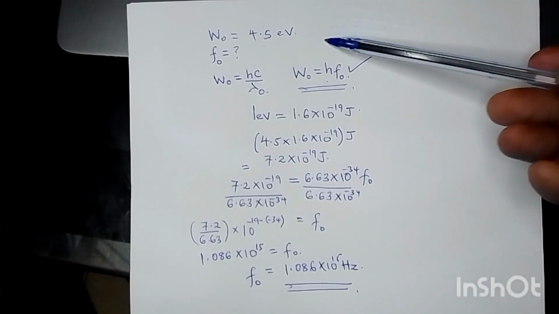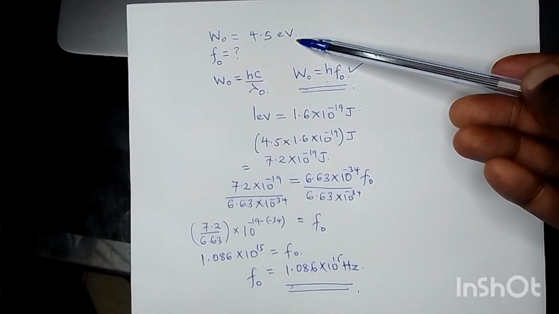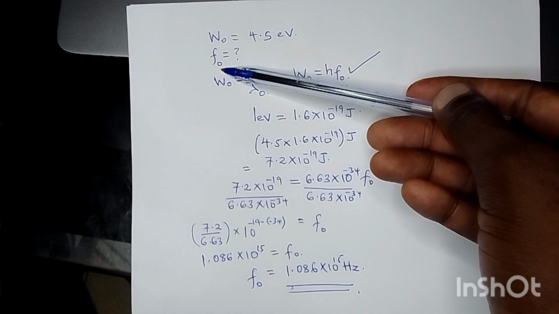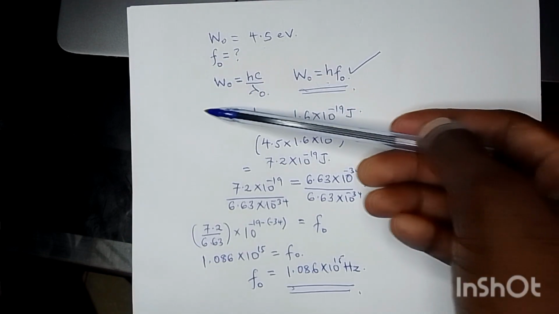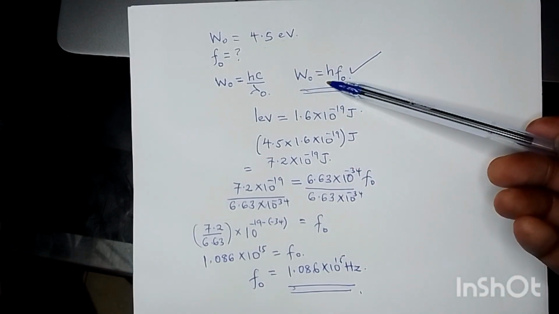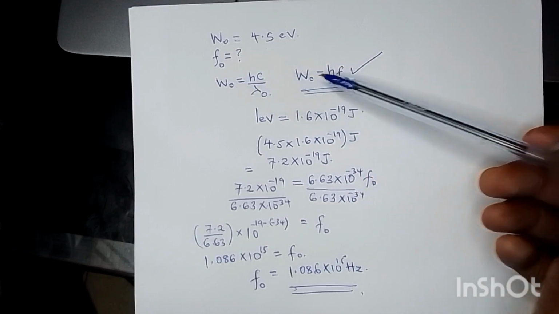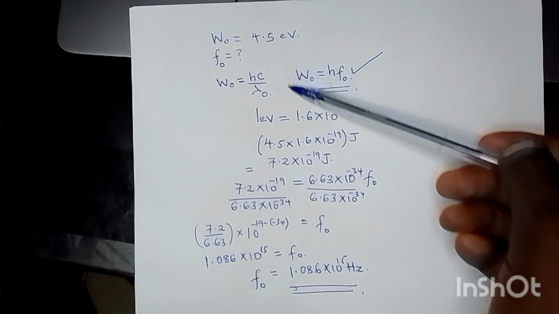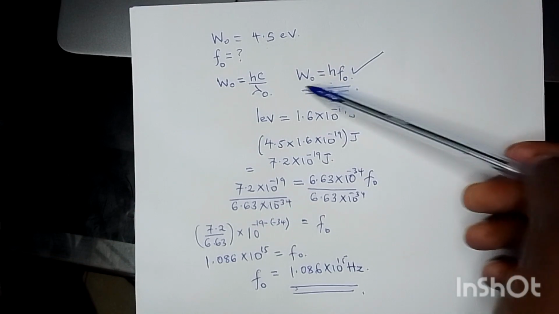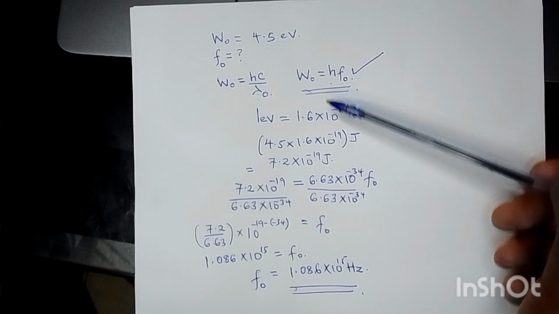You can follow through. This one was work function in electron volts. We are looking for threshold frequency. And I gave two formulas here for calculating work function. Work function can be gotten using this formula or this. The most appropriate in our case was this one. So I used this equation now to solve.